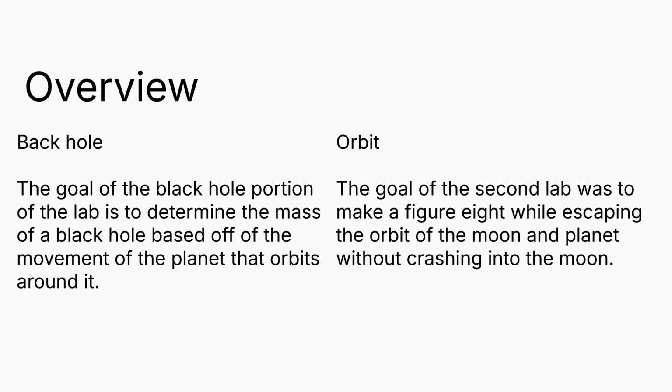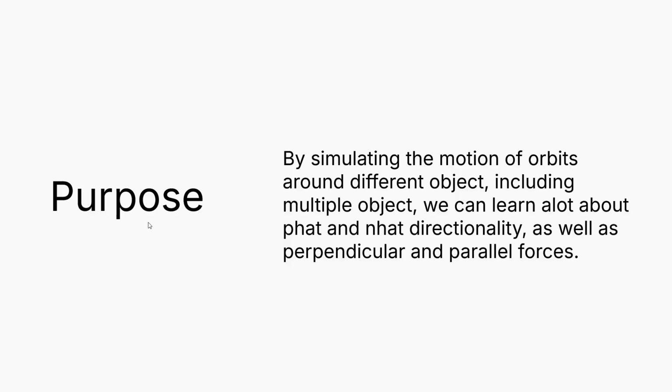And then let's talk about part 2 of the lab, which was a planet and a moon, and you were actually supposed to be on a simulated rocket, taking off from the moon, and your goal is to make a figure 8 while escaping the gravity of the moon and the planet. Yeah, that didn't go so well. We'll talk about that later. But the goal of the second lab was to make a figure 8 while escaping the orbit of the moon and planet without crashing into the sun.